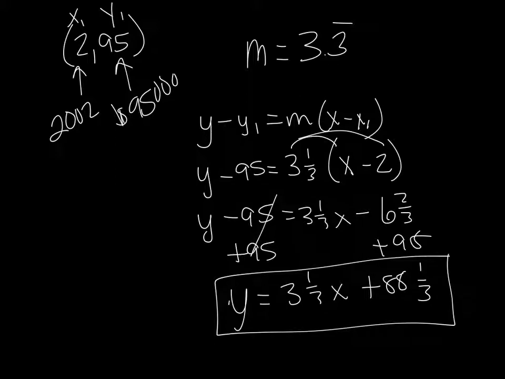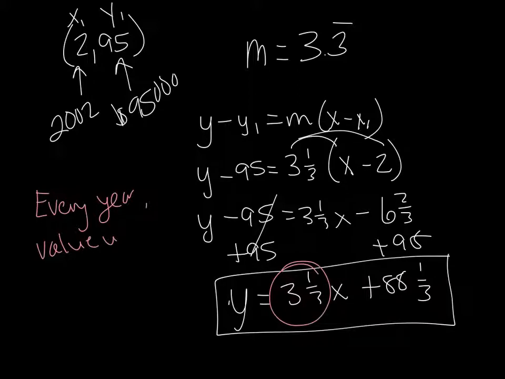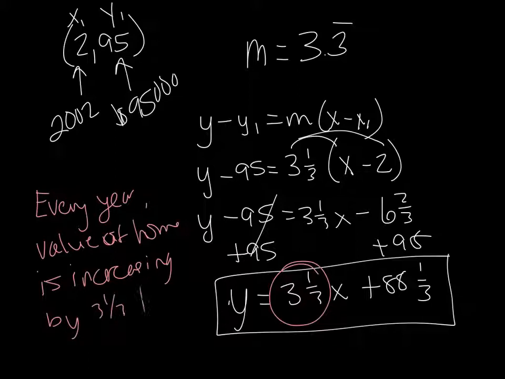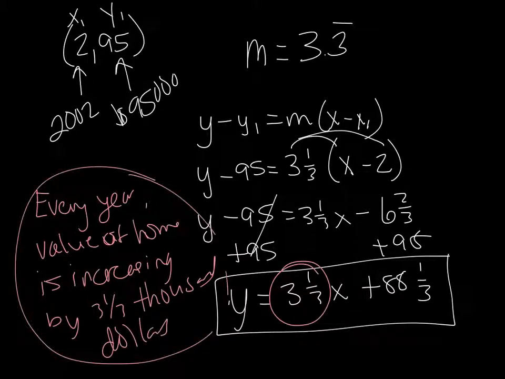Now let's talk about what it means. First of all, the slope of the line is a rate of change. It's how this line is changing. So within this context, because the slope is 3 1/3, that means that every year the value of the home is increasing by $3,333. Okay, so that's helpful because it's kind of how fast this is changing.